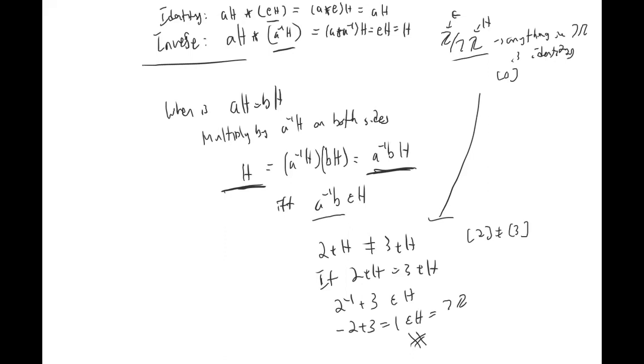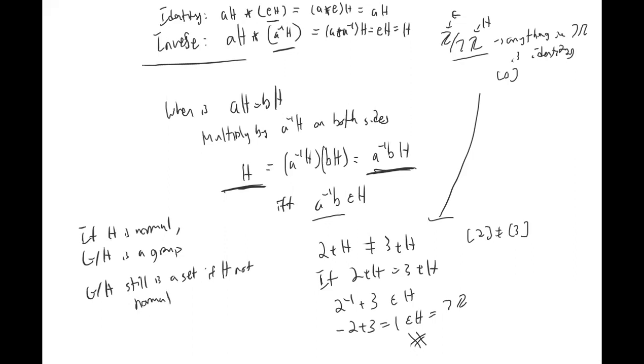So if H is normal, G mod H is a group. Do be careful. G mod H is still a set if H is not normal, right? You can still define it. It's just that you don't have a well-defined operation on it. Okay, let's go on. So which groups are normal? Well, abelian groups are normal, right?